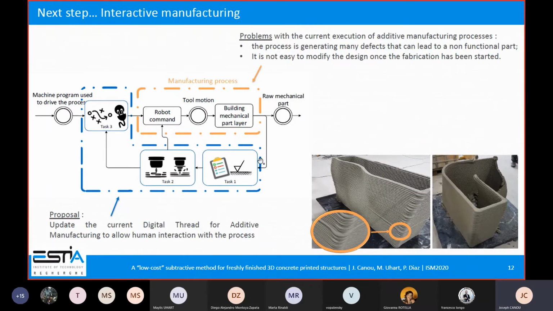So the idea is to add on top of the manufacturing process that is classic. You have your part, you design your part trajectory, you execute the robot command, and then you get the raw mechanical parts. The idea is to get some feedback. This feedback is able to do some machining before manufacturing again.